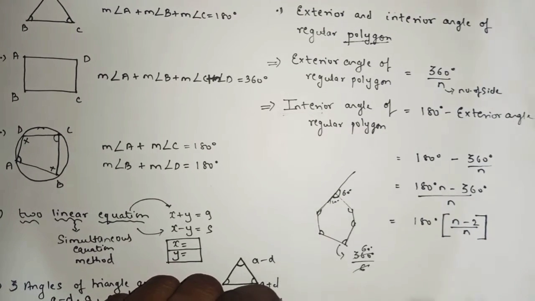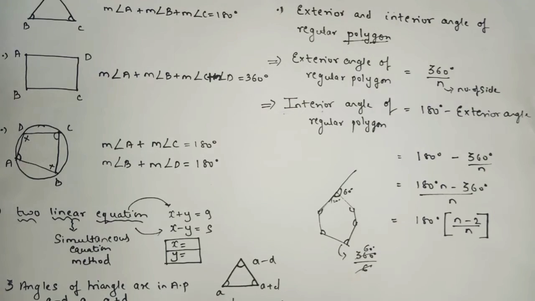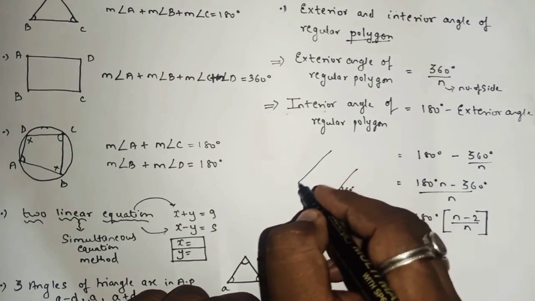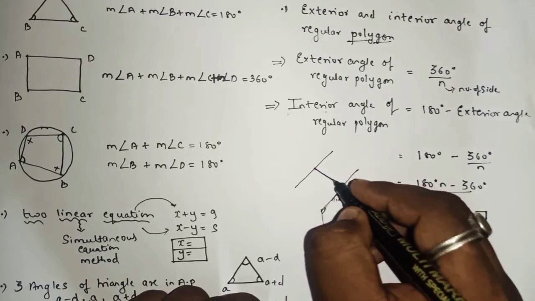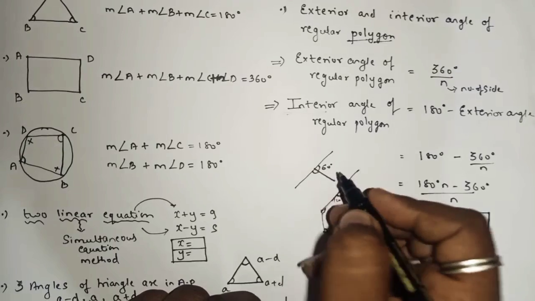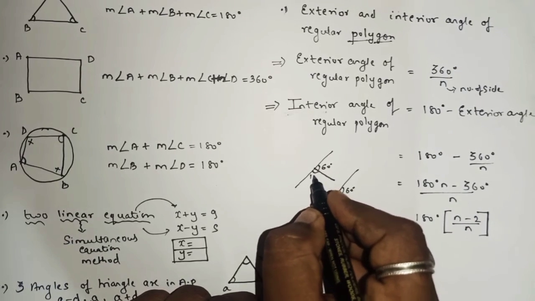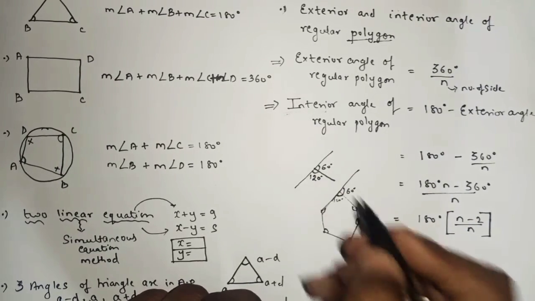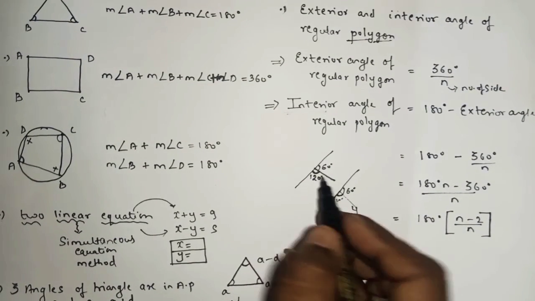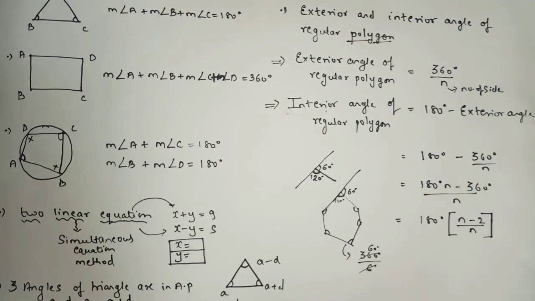Now, to find the interior angle, can I say this angle forms a linear pair with the exterior angle? Suppose this is 60 degrees, so the interior angle will be 180 minus 60. So here you will get 120 degrees. This is the interior angle of the hexagon. Yes or no?